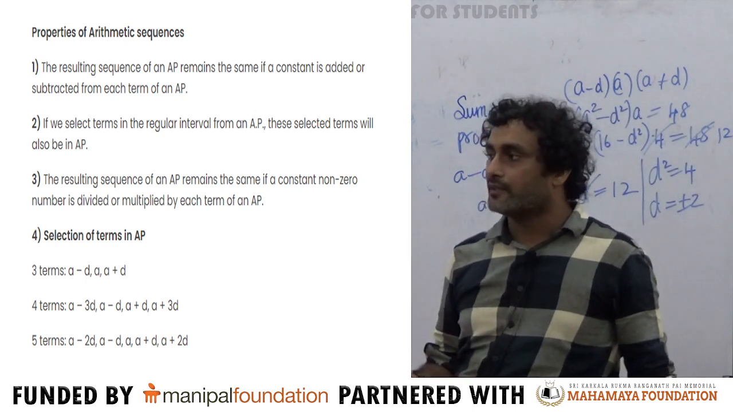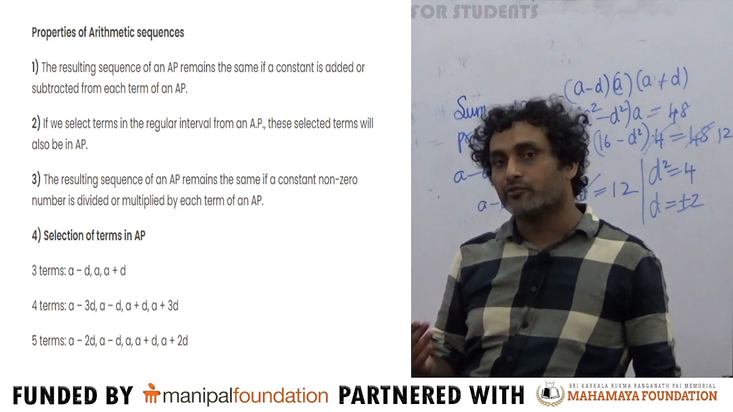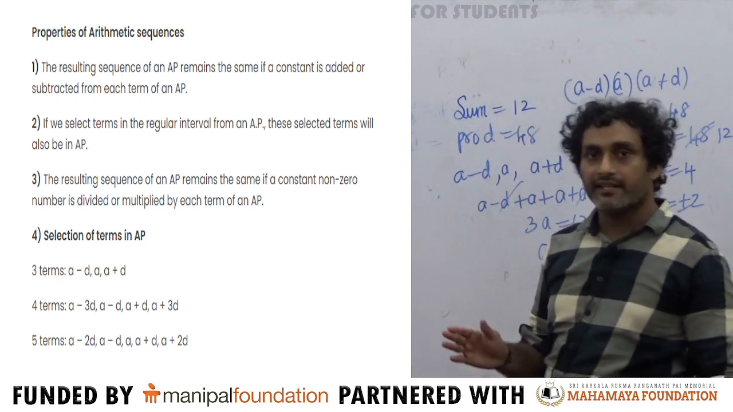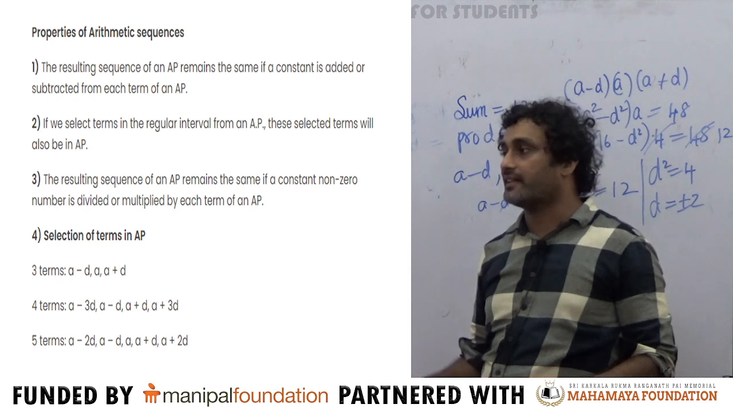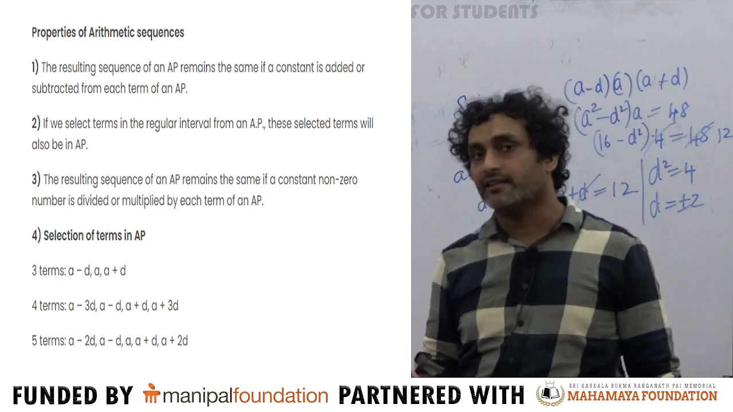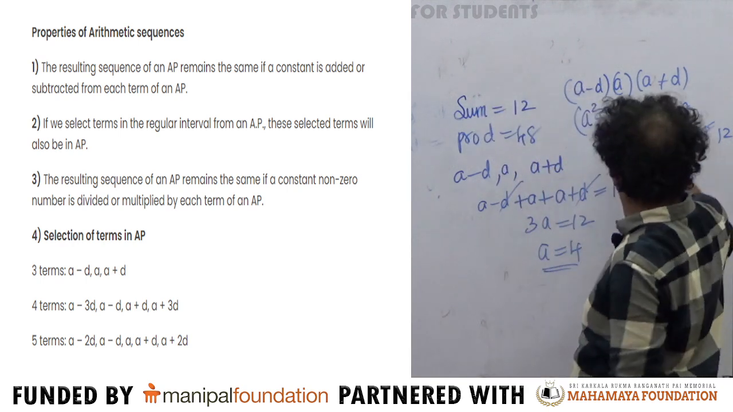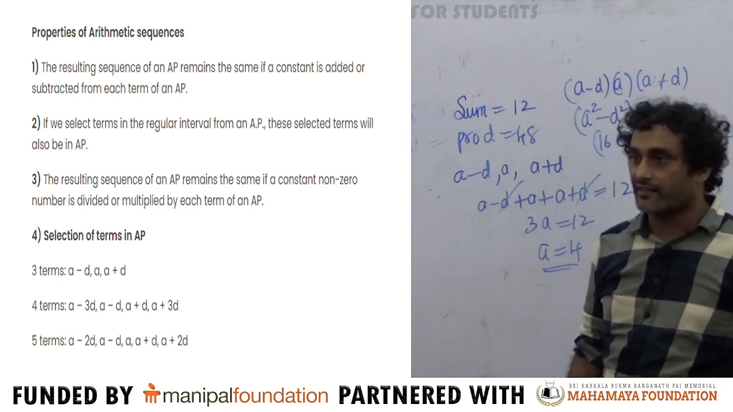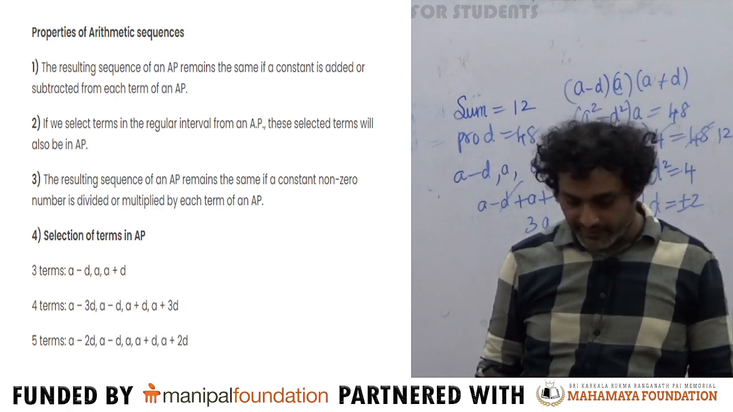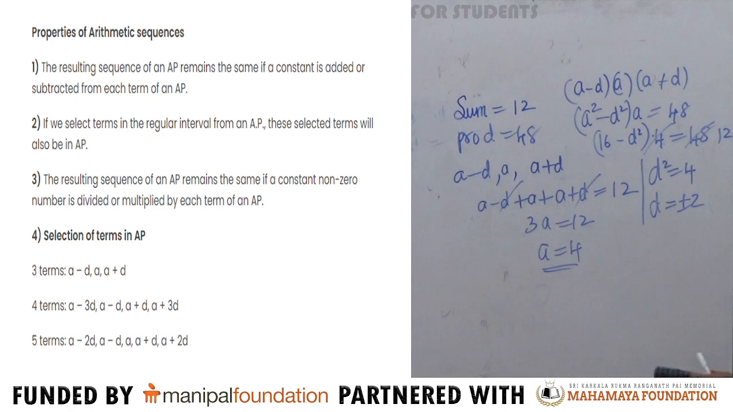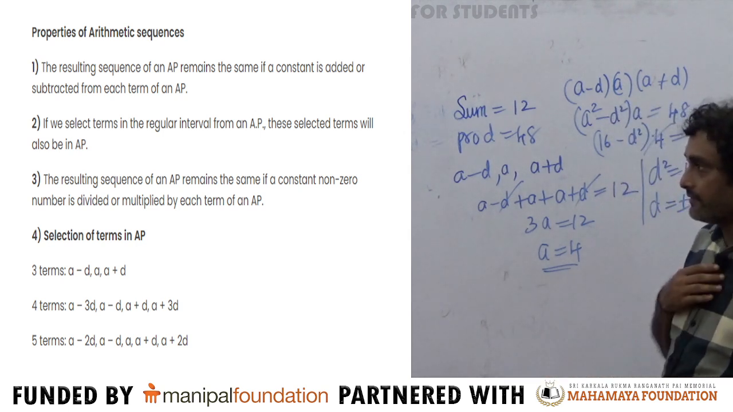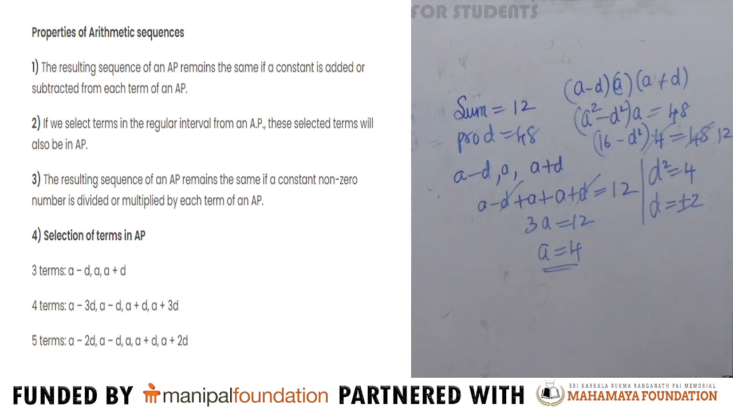So if you have to take 3 terms, take like this. If you have to take 4 terms, please take it as A minus 3D, A minus D, A plus D, A plus 3D. Otherwise it won't work. If you have 5 terms, just like this, but the next term will be A plus 2D and here it will be A minus 2D. Is that okay? Are you following it? Yeah, that's how it works. Is this okay?